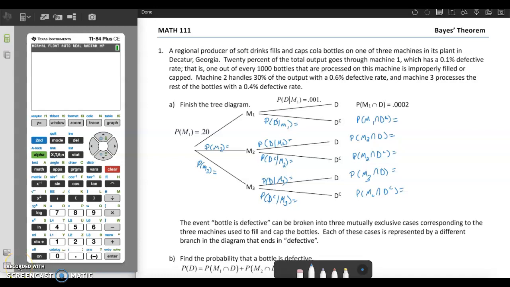In this section, we are going to be studying Bayes' theorem. And Bayes' theorem is one of the most important theorems in all of probability. So let's start with a question.